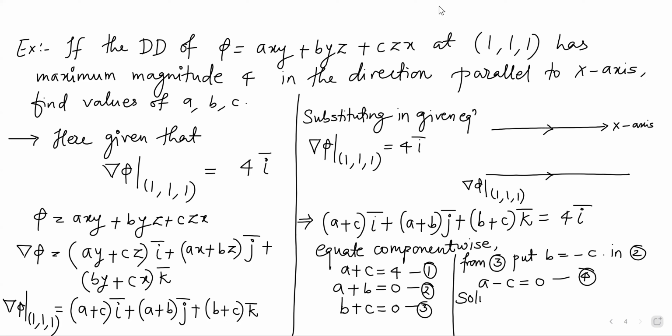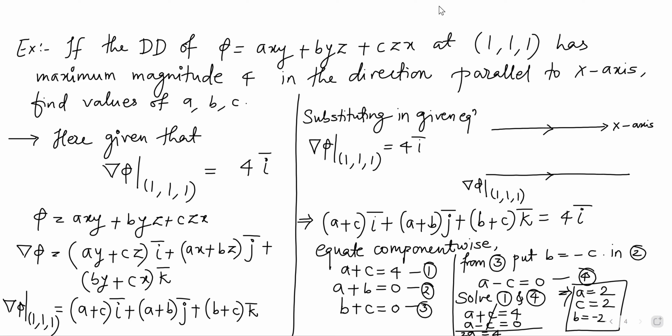Now solve 1 and 4. We have a plus c is equal to 4 and a minus c is equal to 0. So add these, and we get 2a is equal to 4. That means a is equal to 2. Once I get a as 2, c is equal to 2, and b is equal to minus 2. Correct? So we get these values, and you have to search for these values in the options and tick the answer.